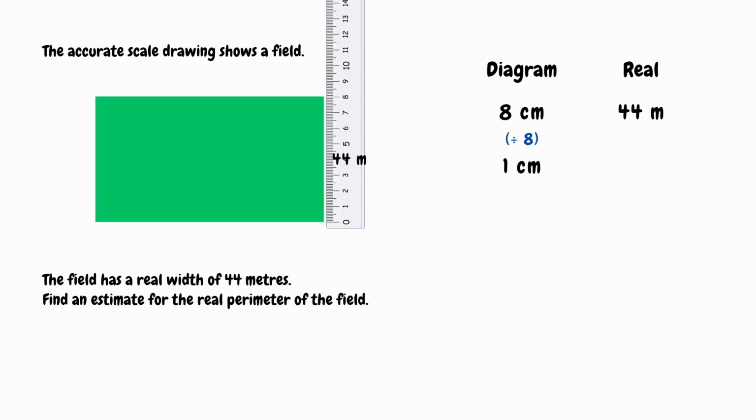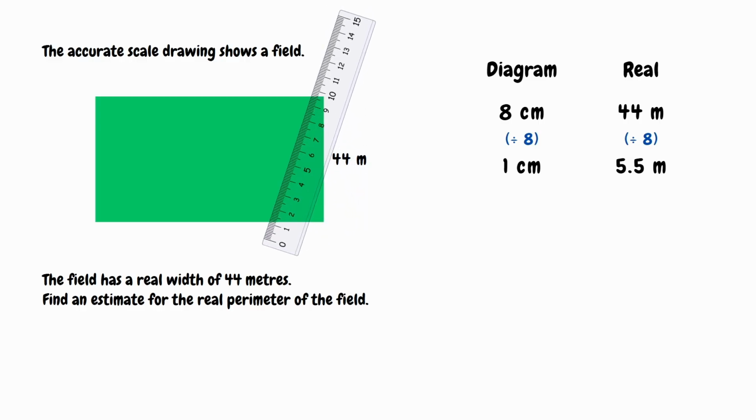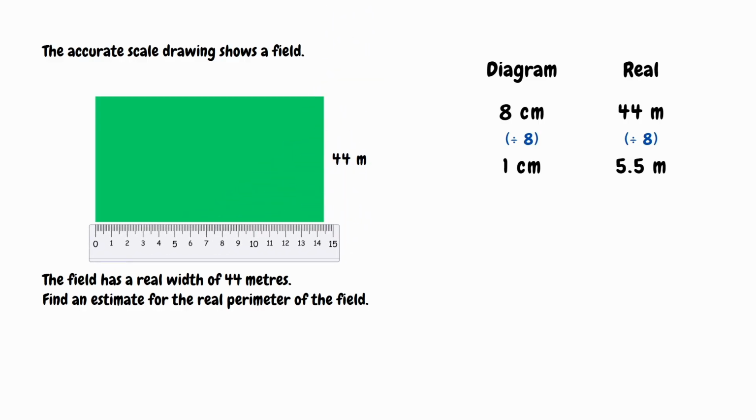But again, we need to keep things equivalent. Because we've done that on the left-hand side, we also need to do that on the right-hand side. So if we do 44 divided by 8, we get 5.5. So now we can see that for every 1 centimetre on the diagram, that represents 5.5 metres in real life. So as we're asked to figure out the perimeter of the field, we're also going to need the length of the field. So now that we know that 1 centimetre on the diagram represents 5.5 metres in real life, I can simply measure the length of the field. And if I do that, I get 14.4 centimetres.